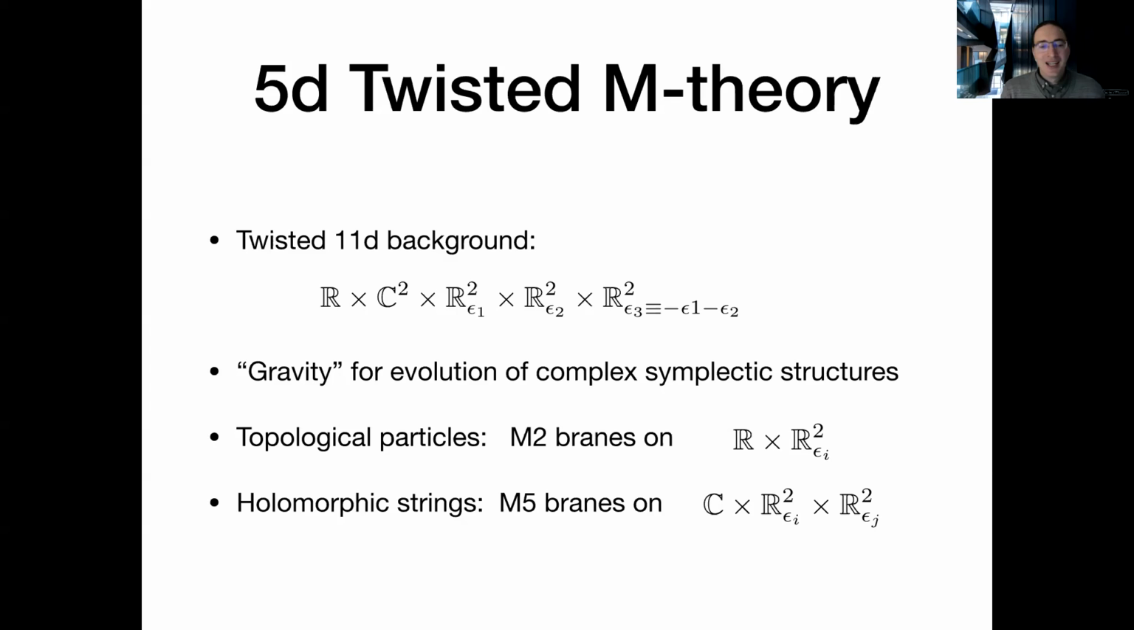Then five branes will give you holomorphic strings, which wrap one of the holomorphic directions. And so this theory will have roughly three types of particles, which come from the M2 branes wrapping the first or the second or the third factors of the geometry. And they'll have three types of strings corresponding to the three different ways the five branes can wrap the internal directions.